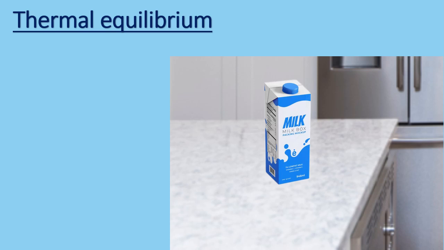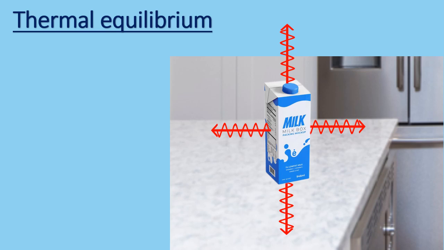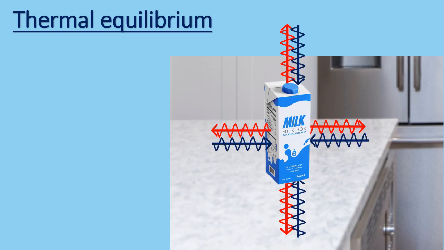Yes, it is true that when objects emit thermal radiation, their temperature will drop, but when the object absorbs thermal radiation, it will become hotter. Eventually, all objects will reach a point of constant temperature, where they absorb thermal radiation at the same rate as they emit it. At this point, the object will be in thermal equilibrium.